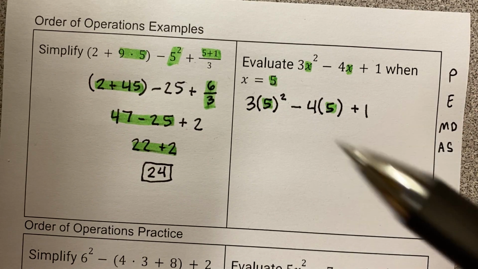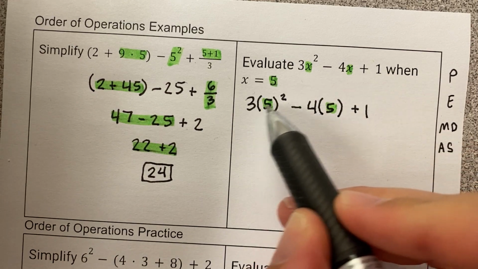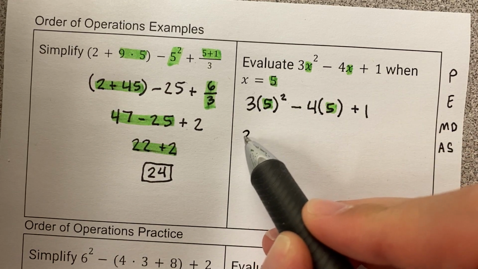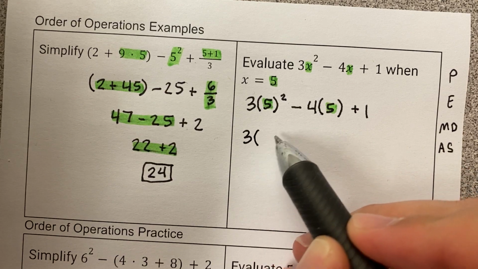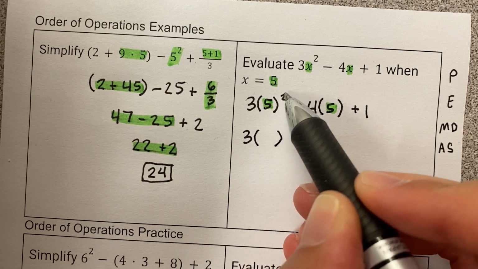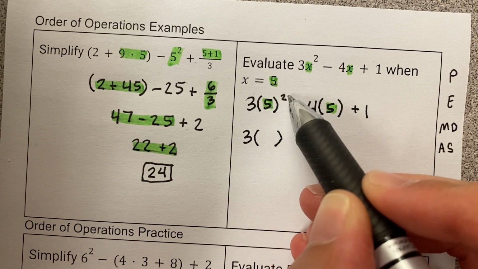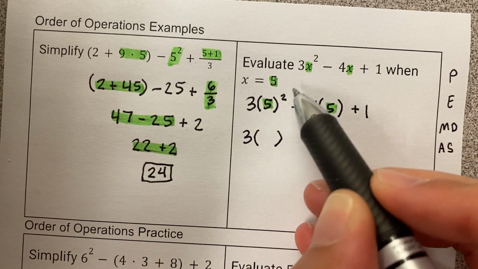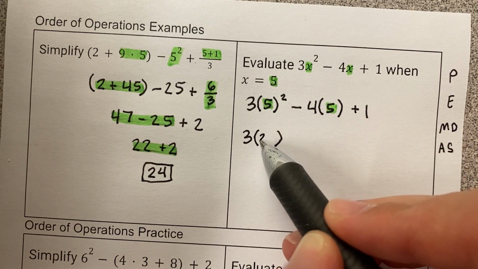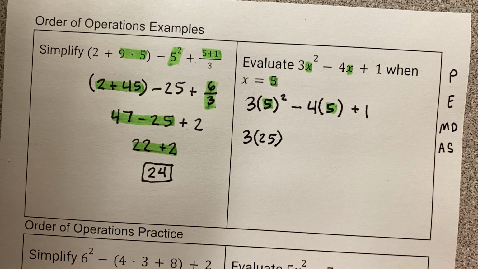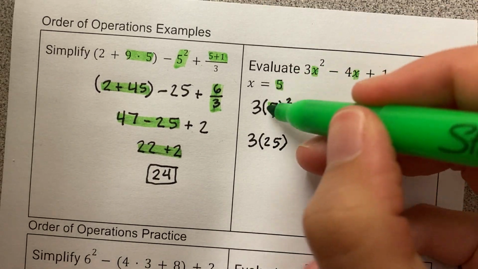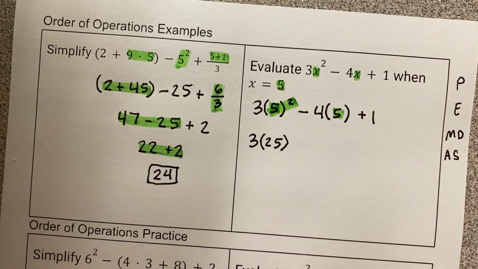So what I'm going to do first here is I'm not going to do this 3 times 5. Look, I'm not doing the multiplication. I'm going to bring down the 3. I'm going to leave the multiplication because I'm not doing that math yet. The math that I am doing is this 5 squared. So 5 squared is 5 times 5. That's 25. So the math that I just did was the exponent.